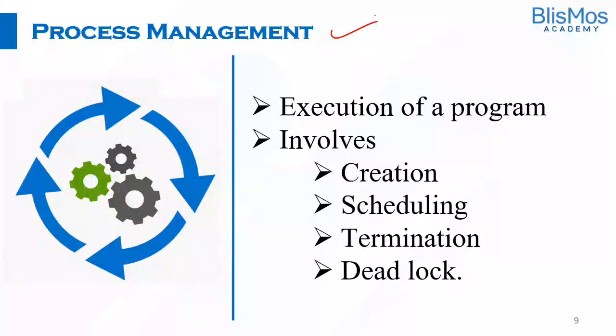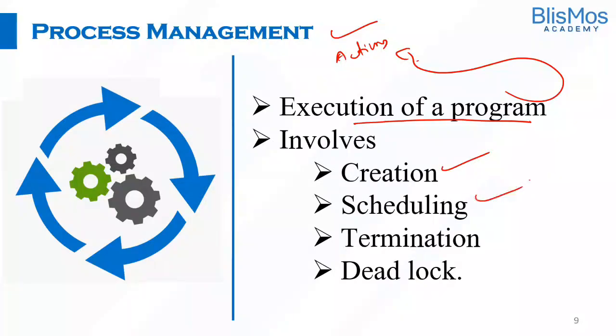Having understood the memory management, let us understand the process management. What is a process? A process is defined as the execution of a program that performs actions, right? So a process is nothing but an execution of a program that performs actions. Process management involves creation of the processes, scheduling of the processes, termination of the processes, and also deadlock. So these are the different aspects of process management. Some of the important elements of the process architecture are stack, heap, data, and text. We'll not really worry about all those things as a part of this particular video.